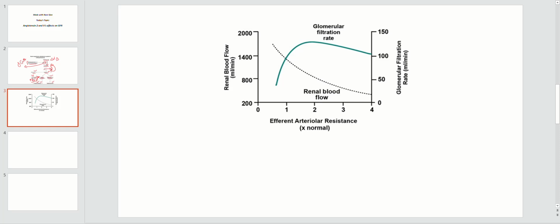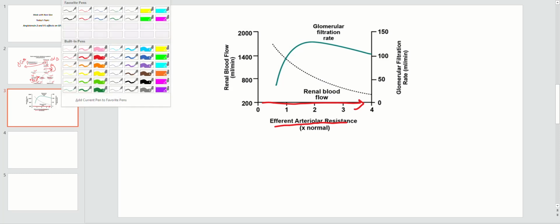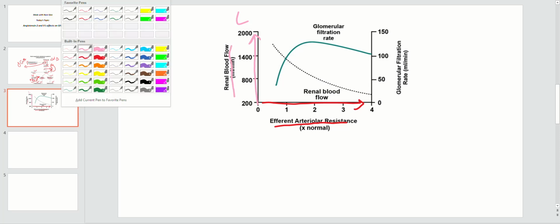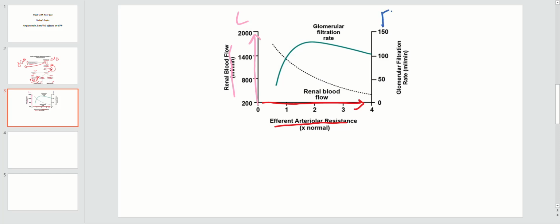So now this is a very important graph. You will see it in your question stamps also. In this graph you are seeing three important parameters. On the x-axis, this shows the efferent arteriolar resistance. On the left side y-axis, this is your renal blood flow. Then on the right side y-axis, this shows the glomerular filtration rate.